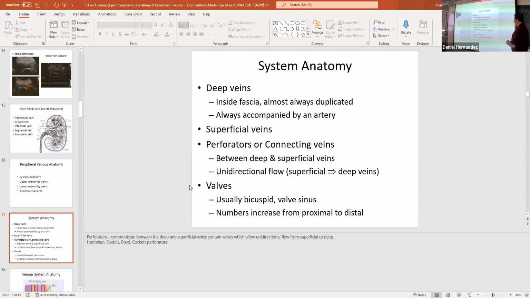The number of valves will increase as you go from proximal to distal. So the more distal you go in the veins, the further away from the heart, the higher number of valves you're going to encounter. Vessels that are much further away from the heart are going to have a larger number of valves than vessels that are more central or closer to the heart.